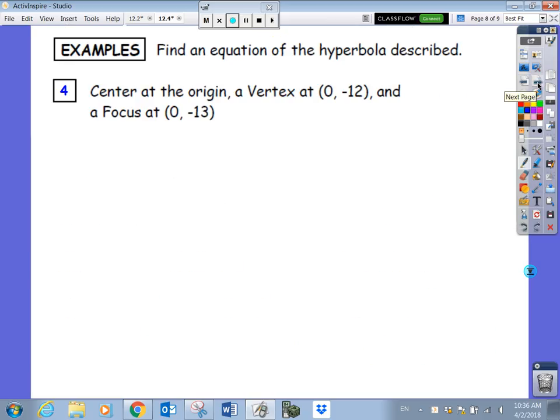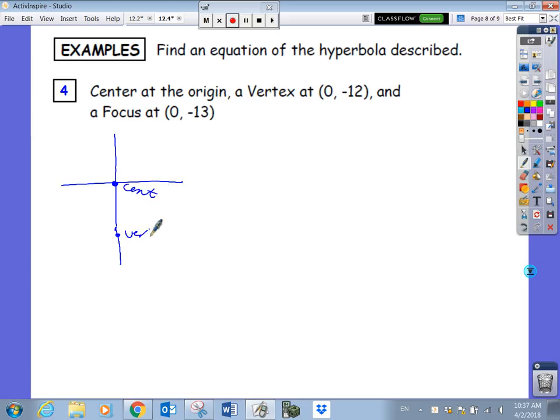All right, and then these last problems, okay? Center at the origin, vertex, and a focus. So right there, obviously today we know it's a hyperbola because we're learning hyperbolas, but on your quiz, with a vertex and focus and a center, right now we know that we don't know. That could be an ellipse or it could be a hyperbola. So we need to draw a little picture to see where the vertex and the focus are in relation to the center. So there's the center.